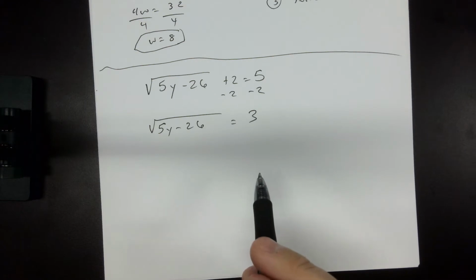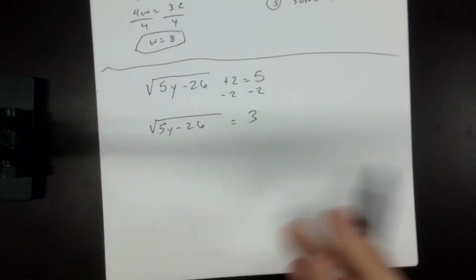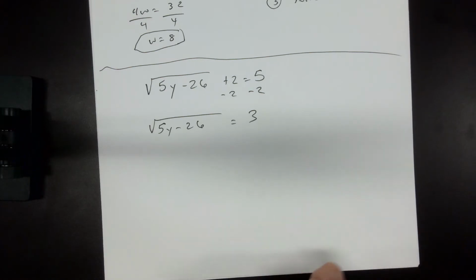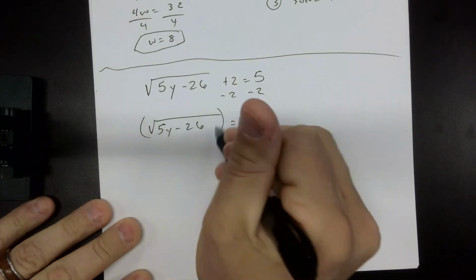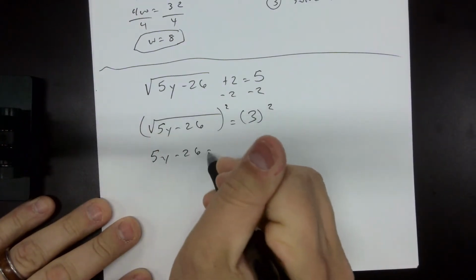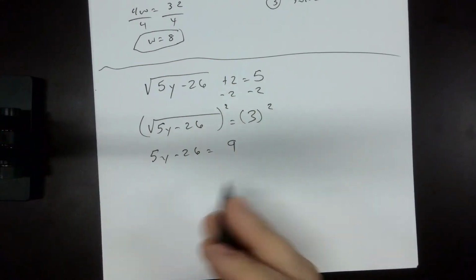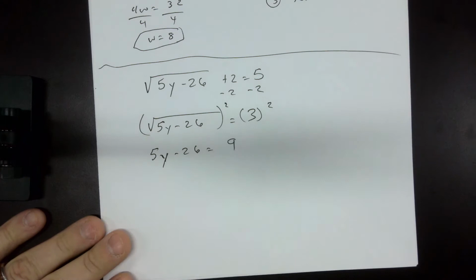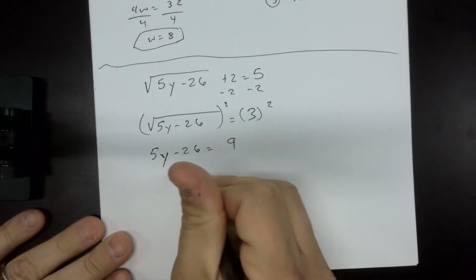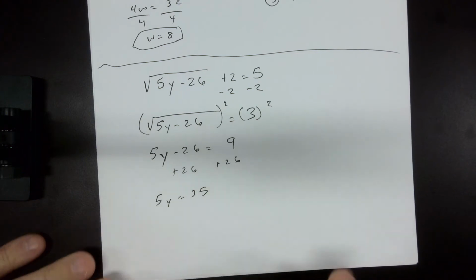Step number 2. Did you not write it down inside your journal? Yeah. Spencer, step number 2. Square both sides. So that's going to give us 5y minus 26 equals 9. Lane, now what? Okay, how do I do it? Okay, so we get 5y equals 35. Maddox, what's our answer?